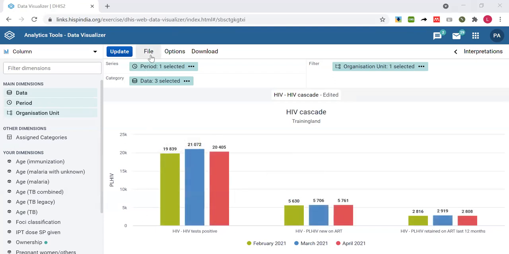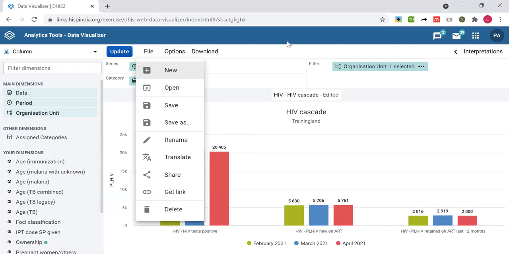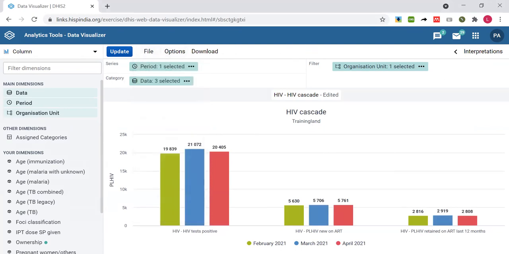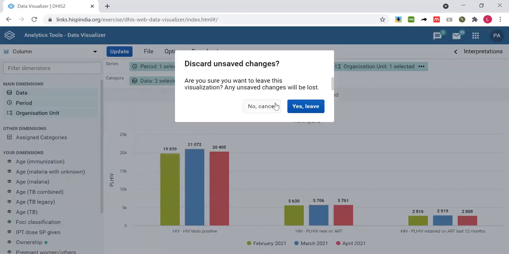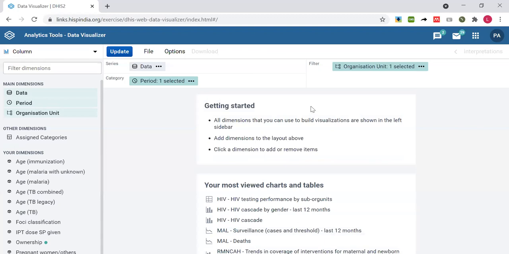Right, so let's try to draw a new chart. Whenever we want to draw a new chart, if we are inside the data visualizer, we can click on File, New, and it will always ask whether you want to save it, right? You want to leave, right? So I will just click on Yes, Leave. I don't want to save it, okay?